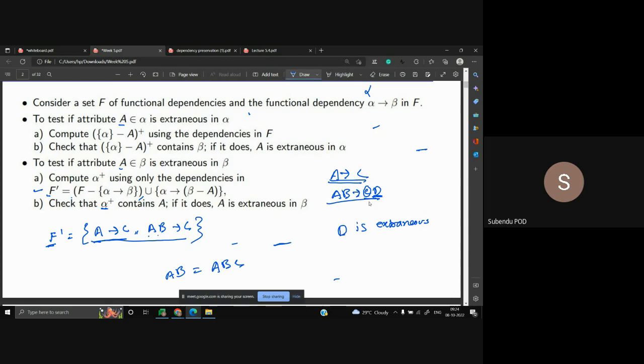Okay, so basically, the whole idea is it tells us if something is redundant, right? By dropping extraneous attributes, we don't really lose anything. We can recover it. That's the whole concept here.